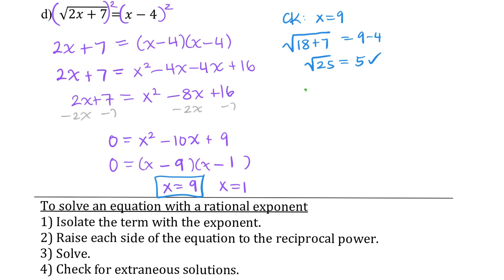Now let's check x equals 1. What is that? 2 times 1, 2 plus 7 equals 1 minus 4. The square root of 9 is negative 3? Not so much. So this answer doesn't work, even though I showed my work correctly and I solved it. I actually only get one answer. x equals 9 is the only valid answer.